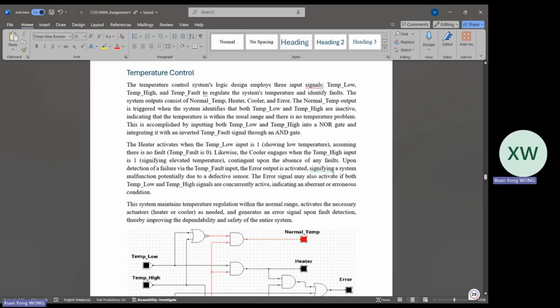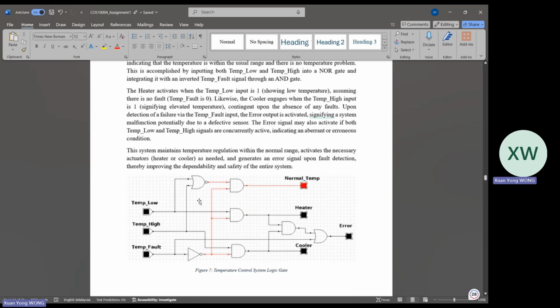Thirdly, there is the temperature control function. We are using the temperature sensors to detect the water temperature. If the water temperature is low, then they will turn on the heater. If the temperature sensor detects the water is at high temperature and the temperature sensor has no error, then they will turn on the cooler to cool the water.